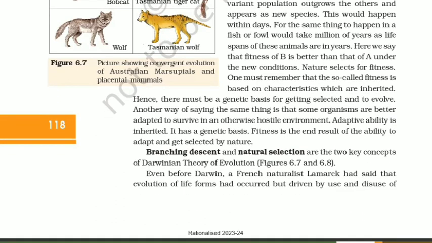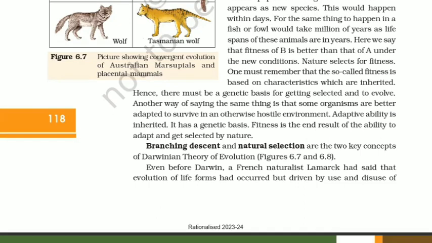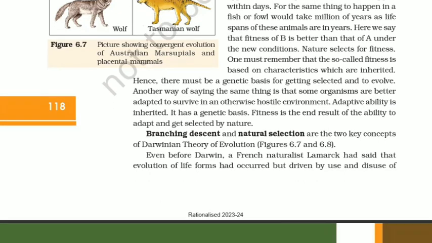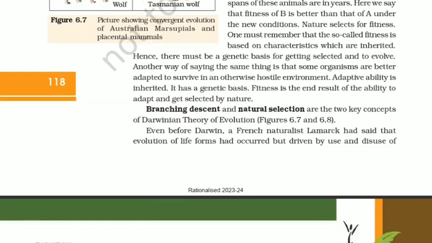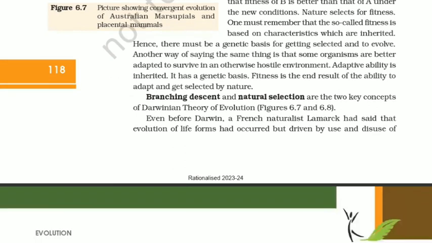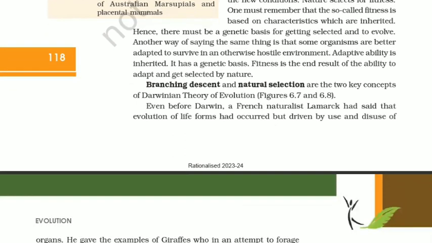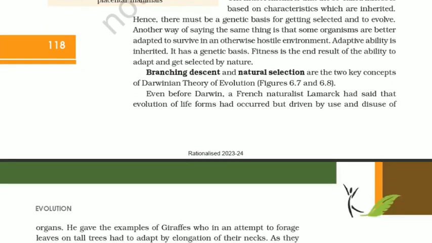For the same thing to happen in a fish or fowl would take millions of years, as lifespans of these animals are in years. Here we say that fitness of B is better than that of A under the new conditions. Nature selects for fitness. One must remember that the so-called fitness is based on characteristics which are inherited. Hence, there must be genetic basis for getting selected and to evolve.